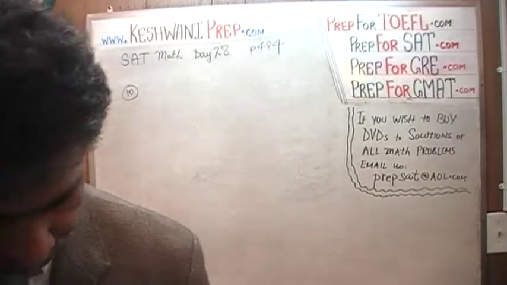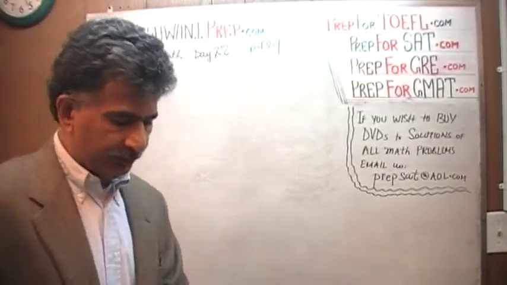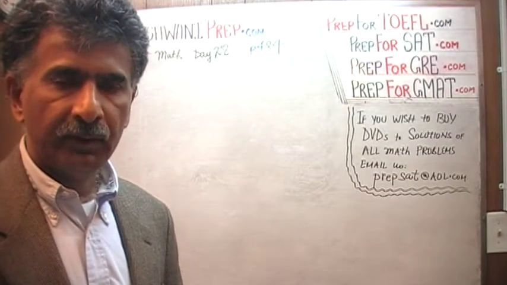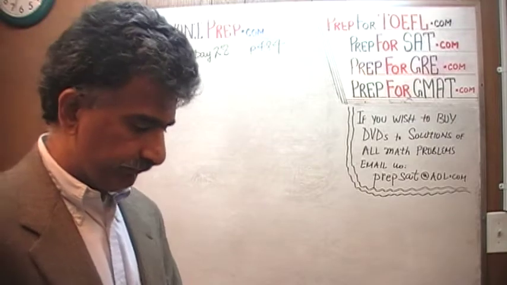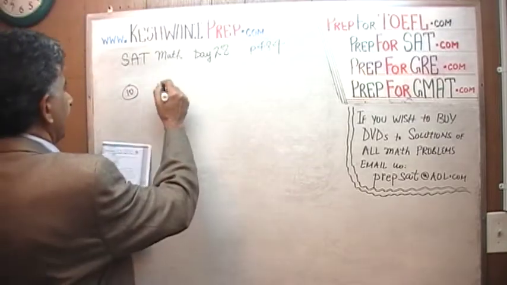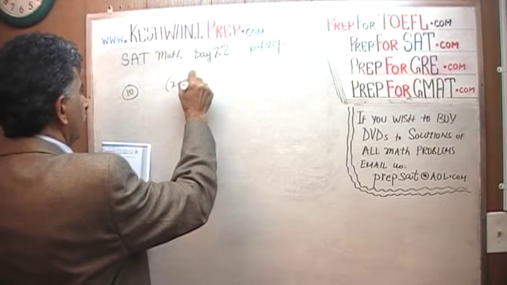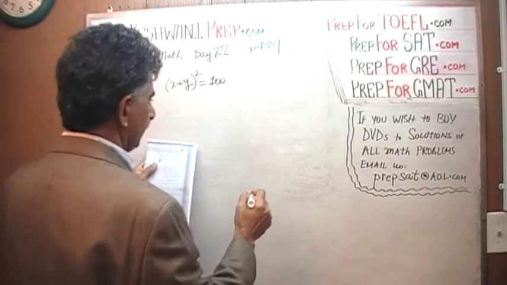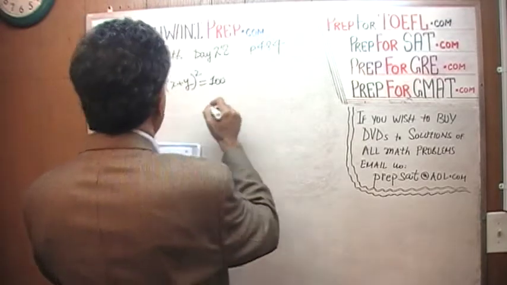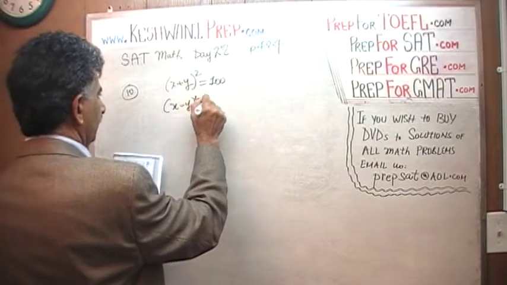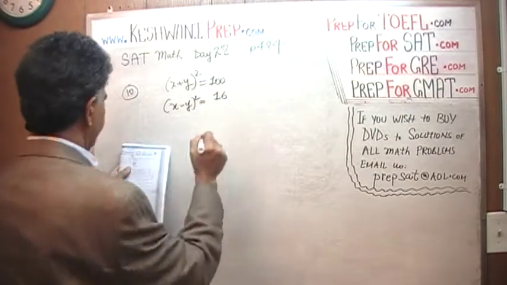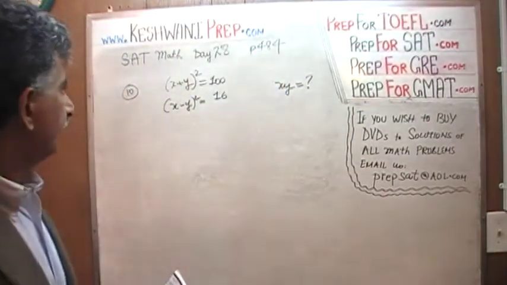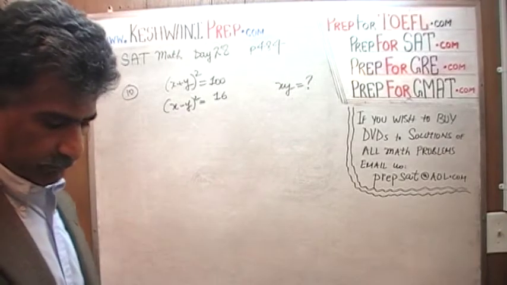Number 10 is a tricky one. It's a level 3 question. As you know by now, the College Board likes to divide up a scale of difficulty into 5 grades, level 1 through 5. This is a level 3. We are told that (x + y)² = 100, and we are also told that (x − y)² = 16. The question is, how much is the product of x and y?